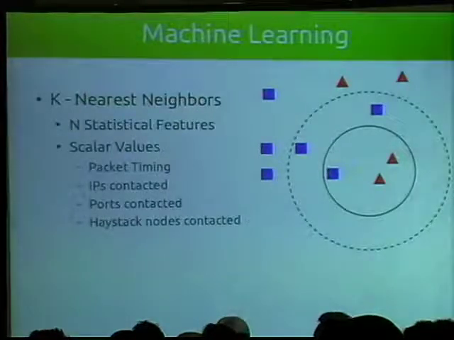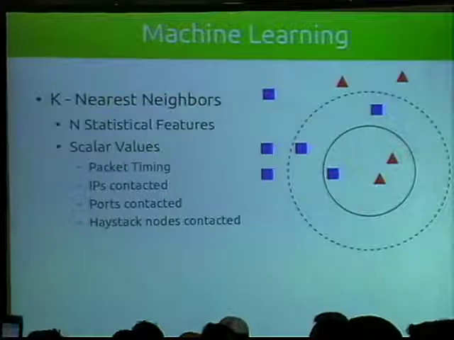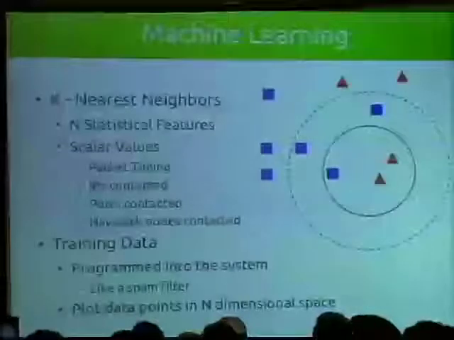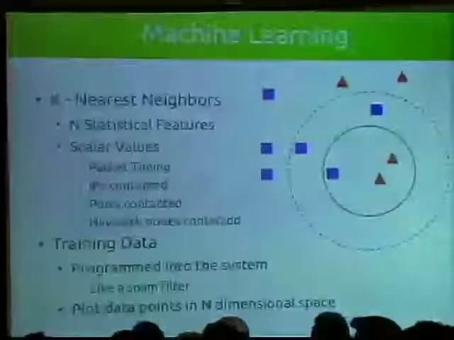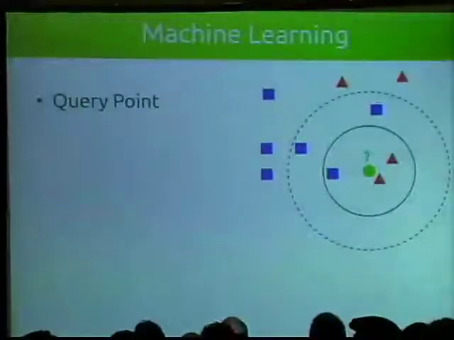Only 2 dimensions, due to budget cuts, are shown on the screen. So you imagine percentage of haystack nodes contacted on the x-axis and some other value on the y-axis, right? And you have some training data set. Just like a spam filter, you have to have training data. You have to tell the system what's good and what's bad, what hostile data looks like, what benign data looks like. And you plot it on a graph like this. Yeah, so you plot all this data in n-dimensional space. And then you have a query point, this green guy with a question mark in the center, right? And say, all right, here's a point.